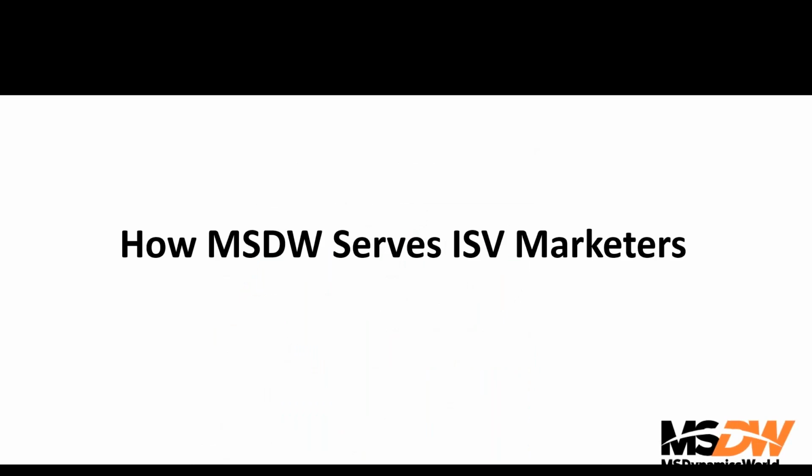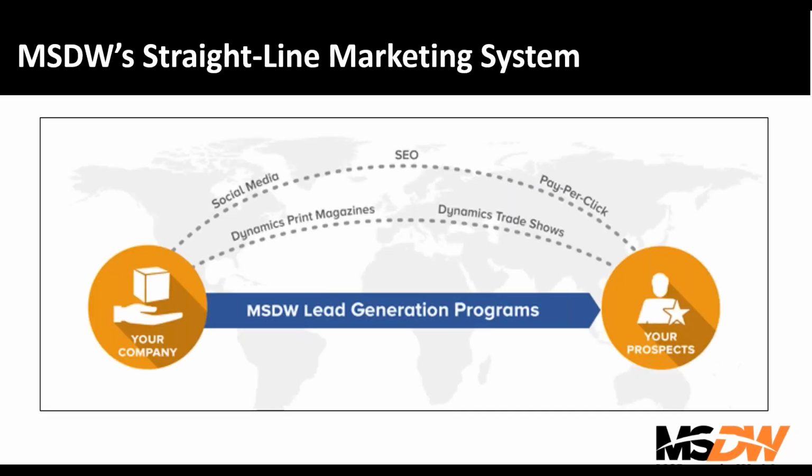So now that we've talked about the top 3 marketing challenges faced by many ISVs in the Dynamics channel, let's talk about how MSDW serves ISV marketers. So the MSDW straightline marketing system. We created a system based on 5 specific criteria that we call straightline marketing. Now, all of the marketing programs that MSDW developed were developed using these principles.